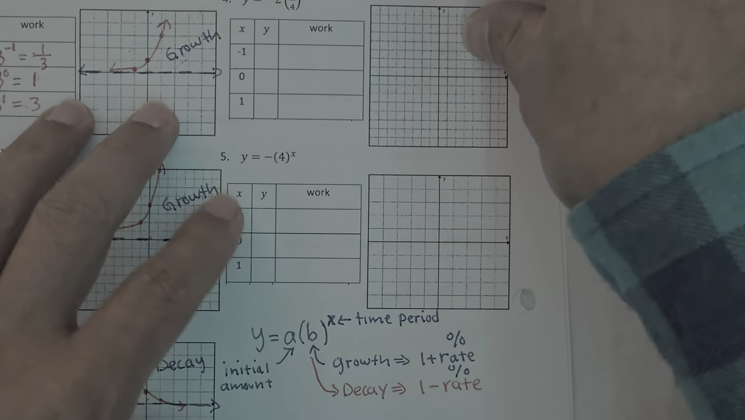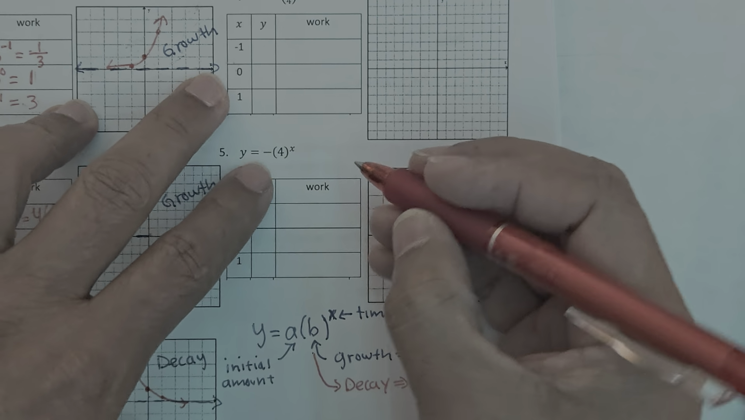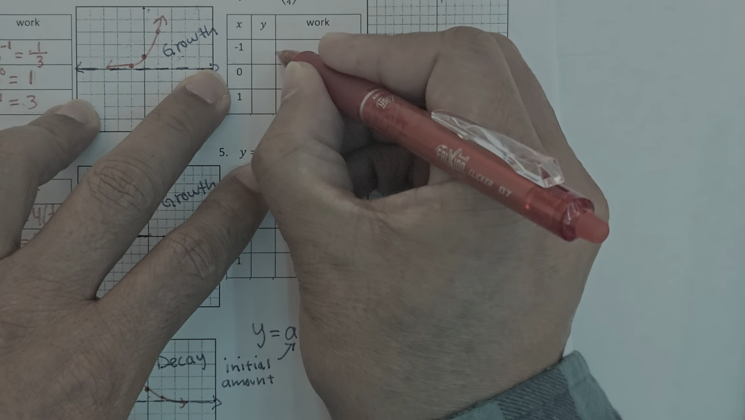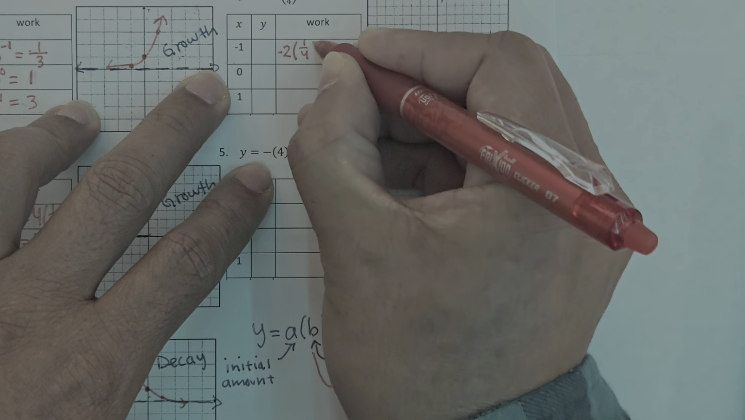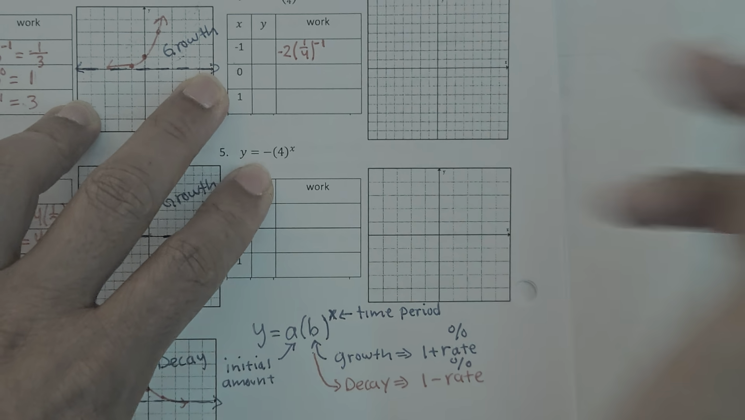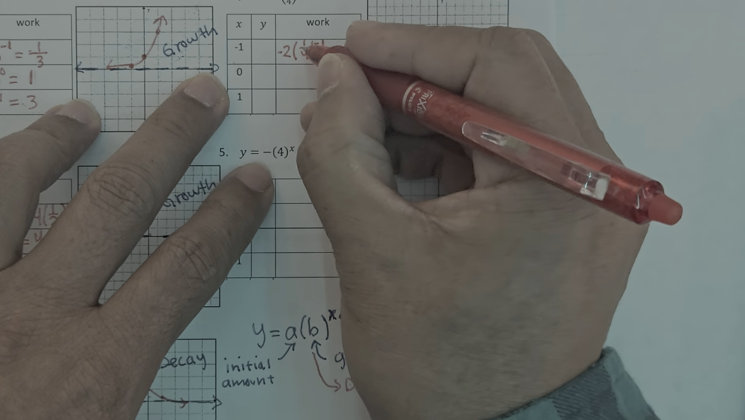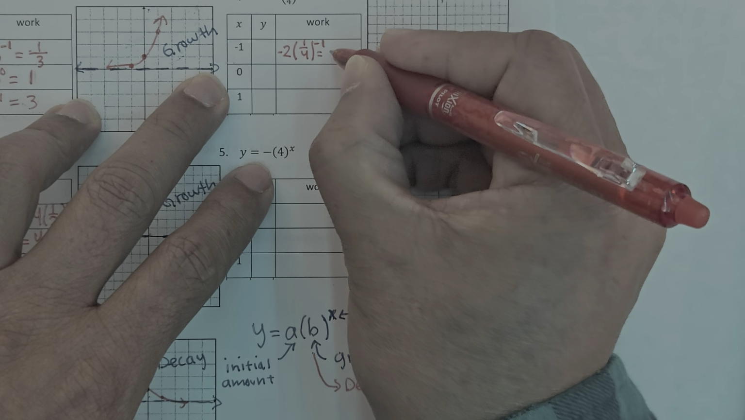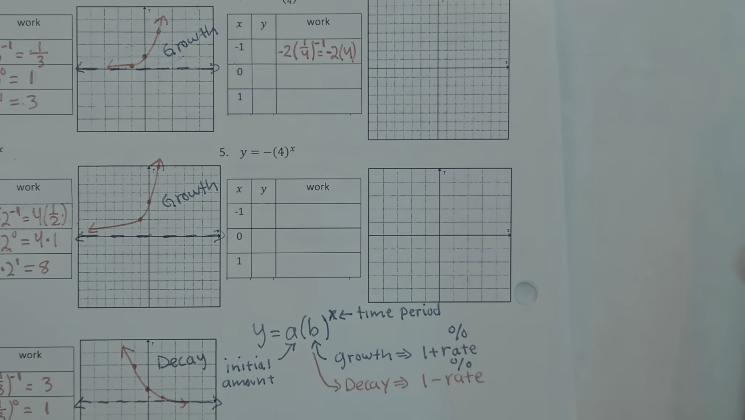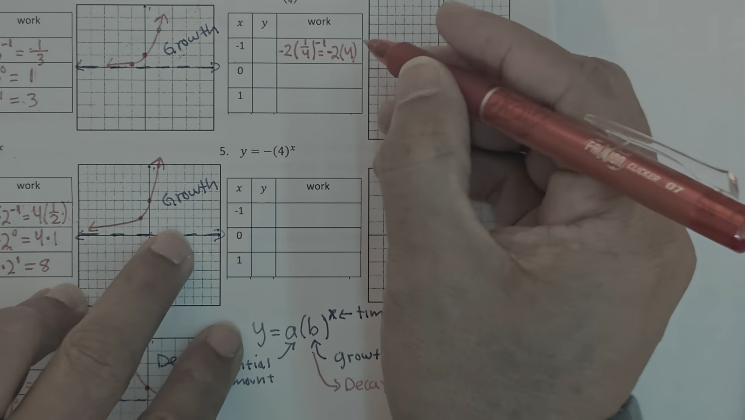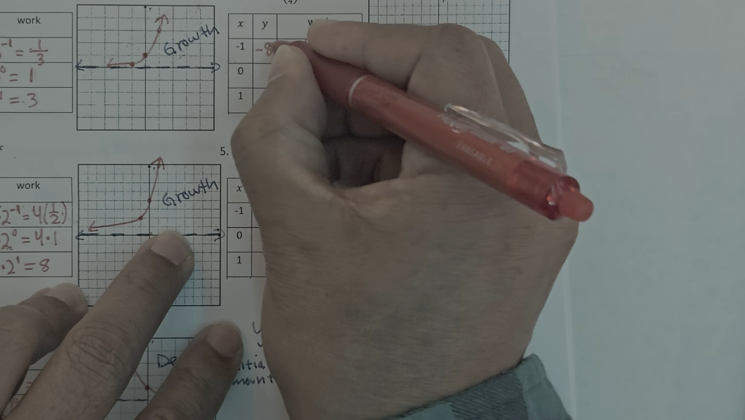So let's go on to example number 4. Again, I'm going to do the work for this. We have a -2, and then this 1/4 is being raised to the negative first power. So in this case, we take the reciprocal. We actually end up multiplying -2 times 4. And negative 2 times 4 is the same as negative 8.